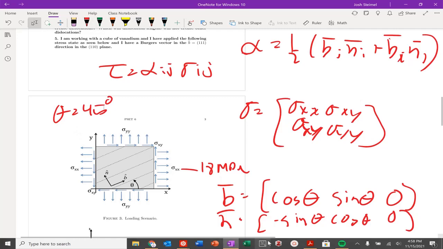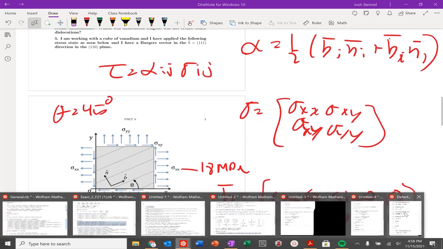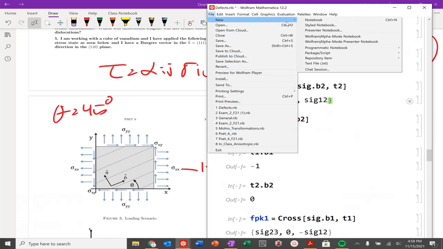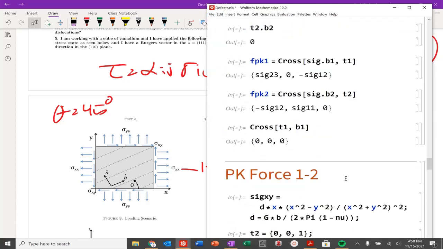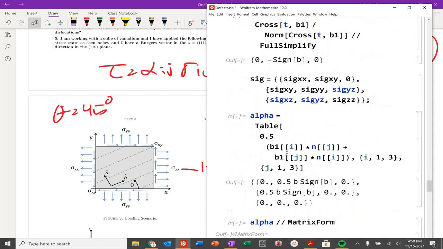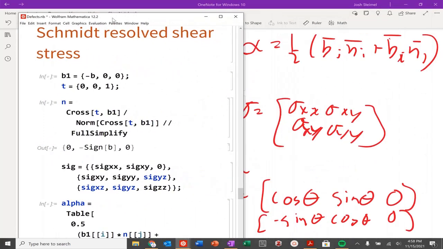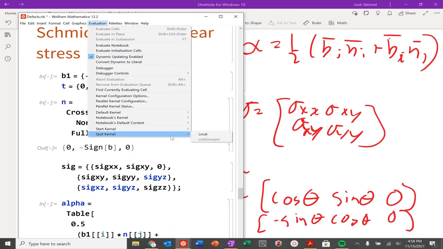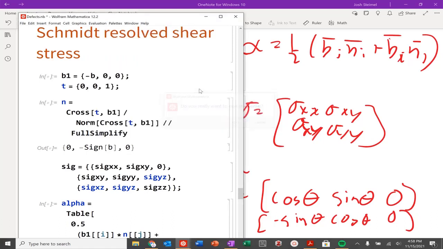So let's go ahead and start to solve this problem. I'm going to do a new notebook. Actually, I'm going to use this, and use some of the values that we have. So let's go ahead and just clear everything. Clear the whole kernel. Quit.